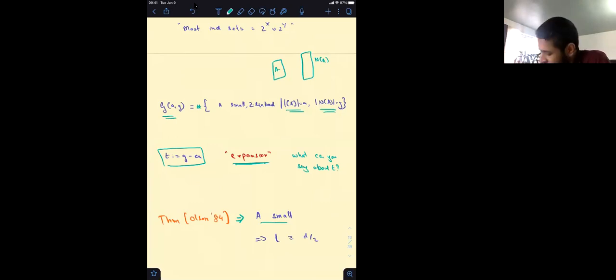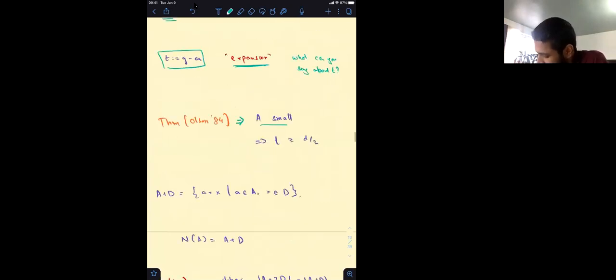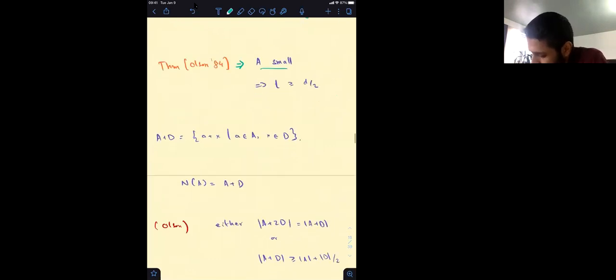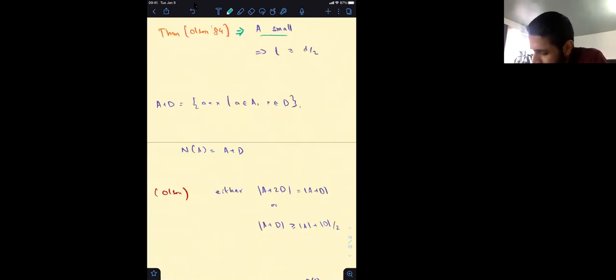Okay. So, if you're curious, this is what Olson's theorem actually says. So recall, this is some set notation. I'll go over this again. A plus D, where A and D are subsets of the abelian group, is just you take every element of A and every element of D and add them. So this is just a subset of the group. And the neighborhood of A in the graph is exactly equal to the set A plus D.